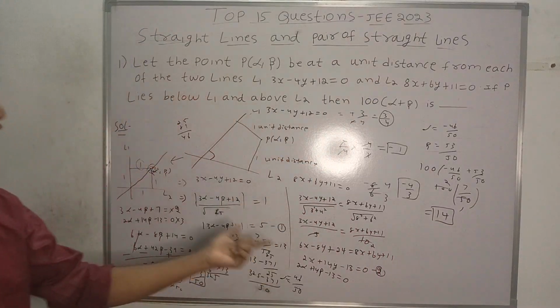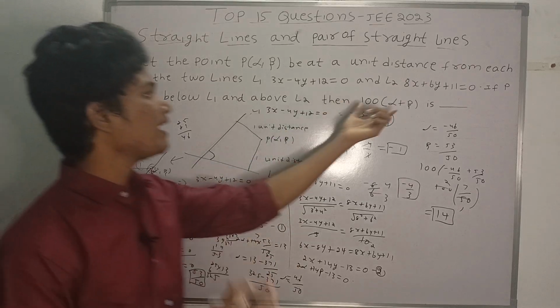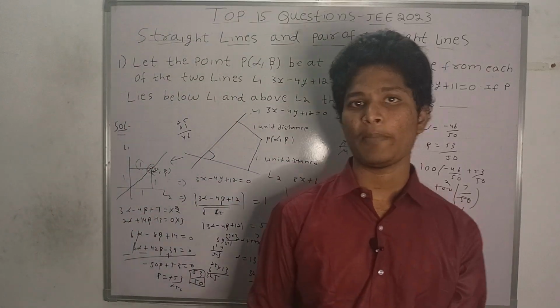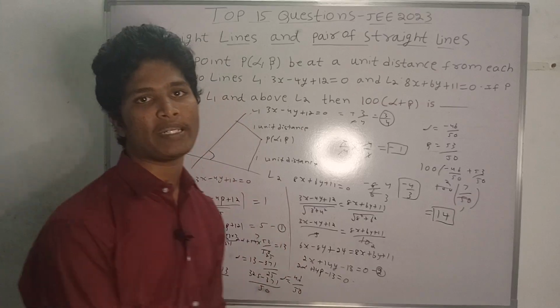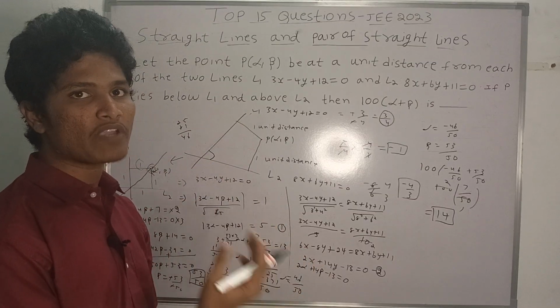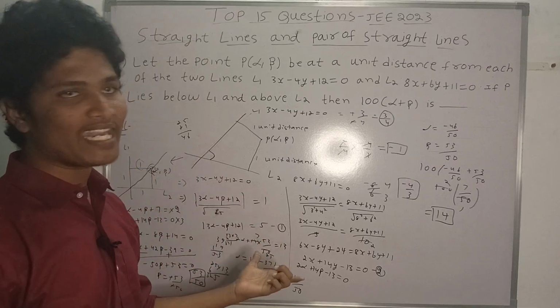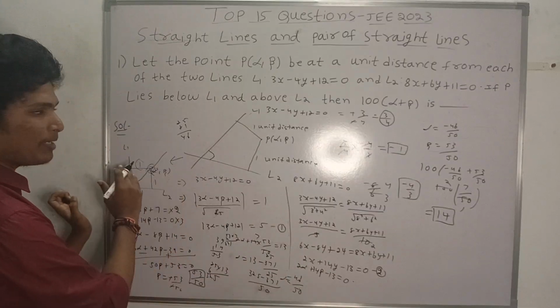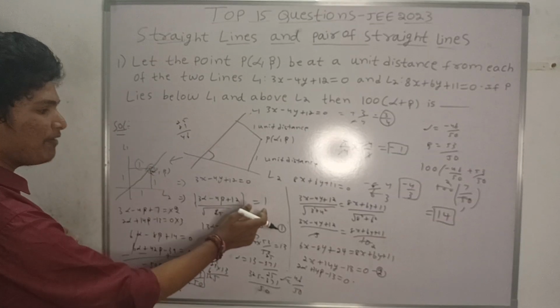So basically this is the way to solve this question. Here they are asking to find the point alpha beta. To find the point alpha beta, two unknowns are there. To find the two unknowns, we have to find two required equations. The first equation is the perpendicular distance, it should be equal to 1, I equated it to 1.